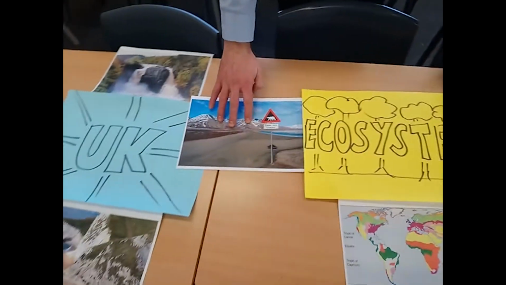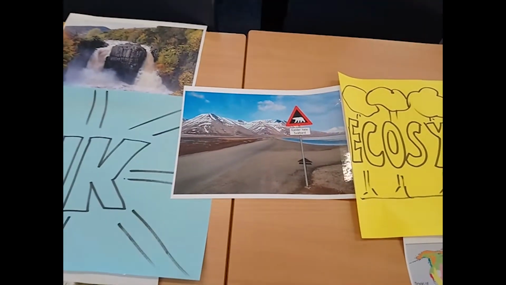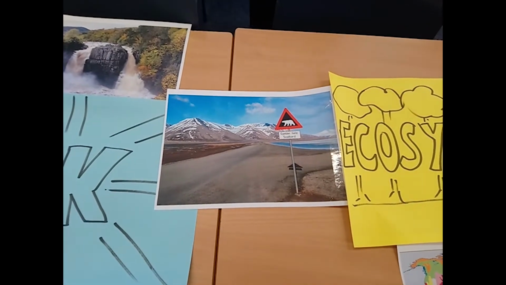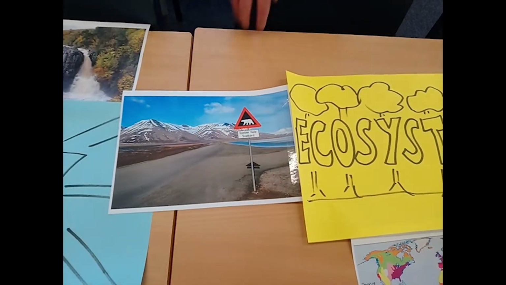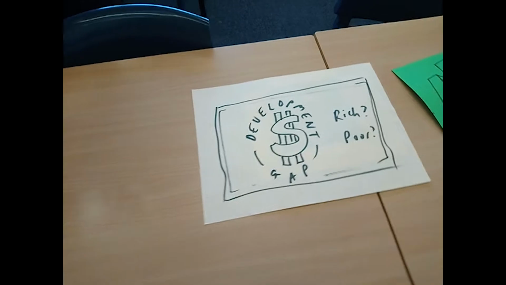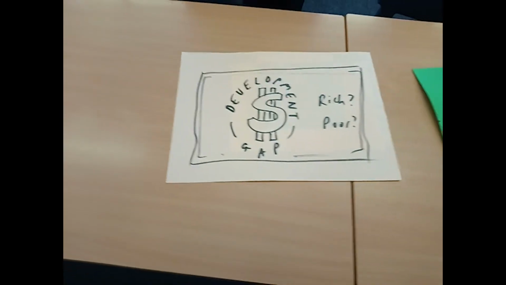We then also look at cold environments. This is the island archipelago of Svalbard. Watch out for the polar bears. All of these are physical geography. We also do human geography.